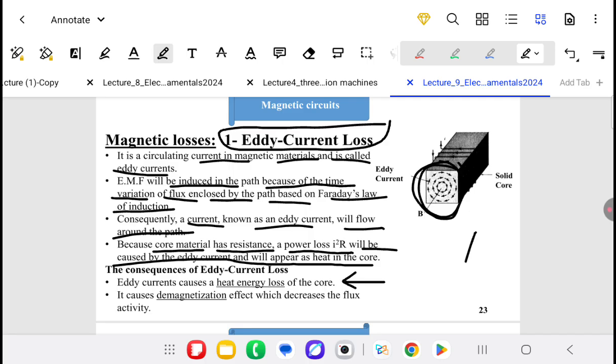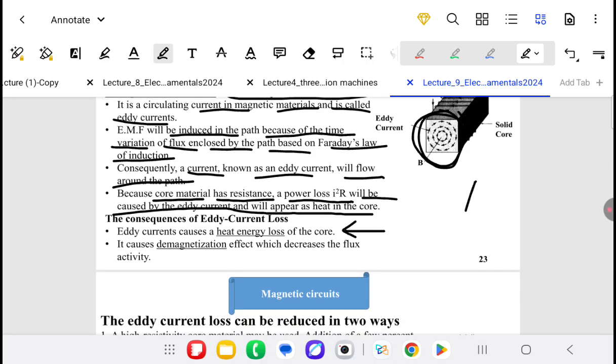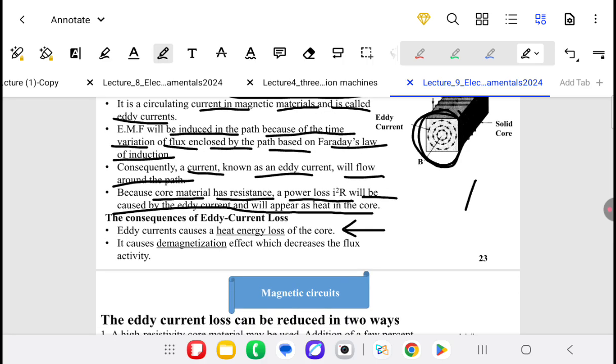This heat energy will make the atoms of the material oscillate, and collisions happen between the atoms. This collision will increase the resistivity or the reluctance of the material. Then the establishment of the flux lines will be more difficult, and this causes demagnetization of the core, or decreasing the flux activity in the core.